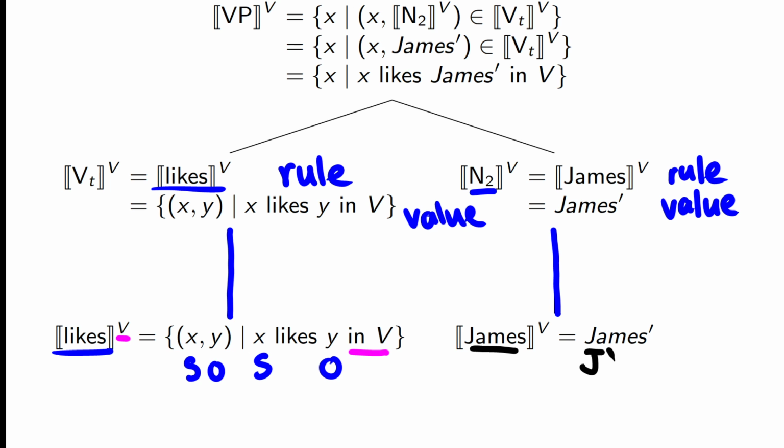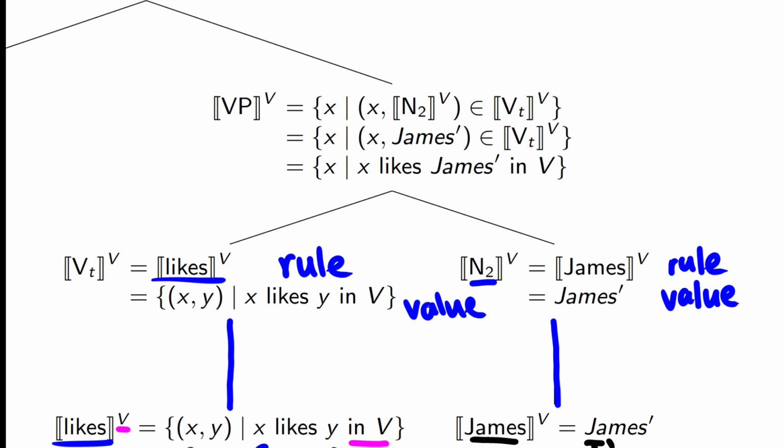We have no modification here, no changes. At this point, we can move up to the VP. Now, the VP, remember, this is essentially the phrase likes James. So what should the meaning of that be? Well, we should be looking for all the things, all the subjects that like James. So that's what we have here.